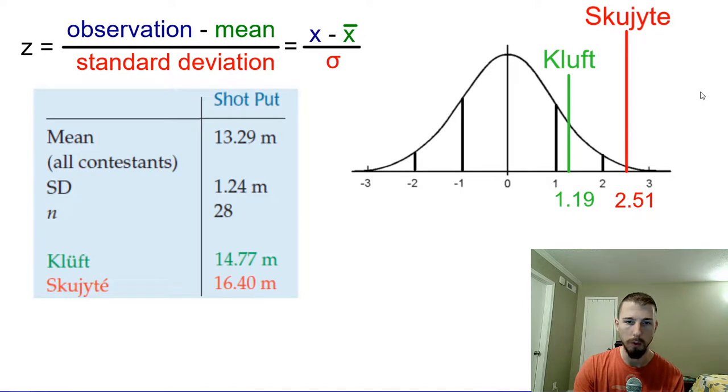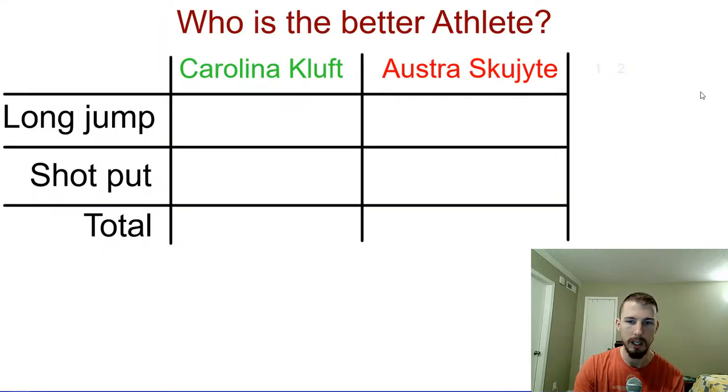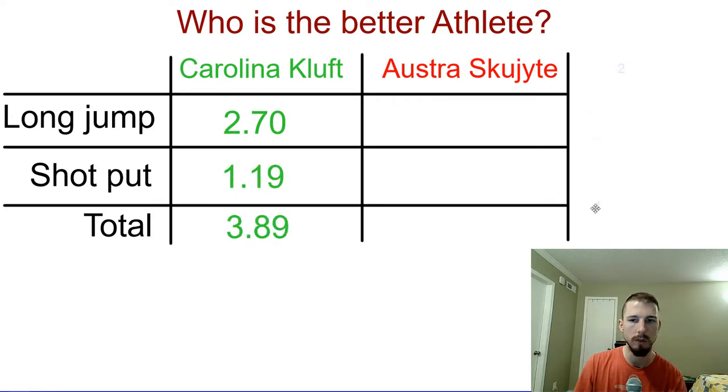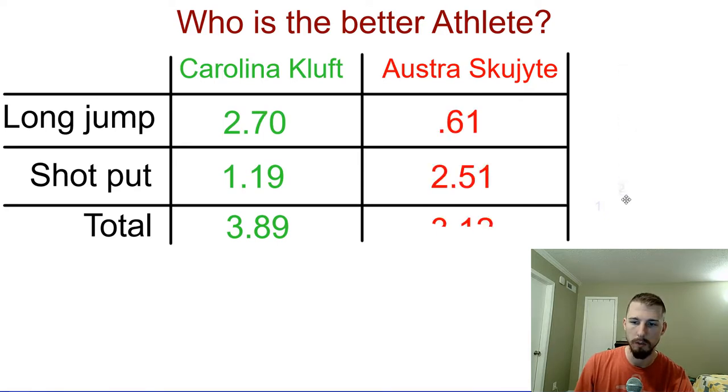So overall, what we would have to do for that is add them together, which I think I did. Oh, that's nice. I did do that. All right, so we have 2.7 for Kluft in the long jump, 1.9. So her total z-scores, and again, we would do this for all 7 of the things that they competed in. I don't even know the word for it. Events, all 7 events, but we're just doing it for 2, so you see how it works. And then for Austria, we take hers and add them up.